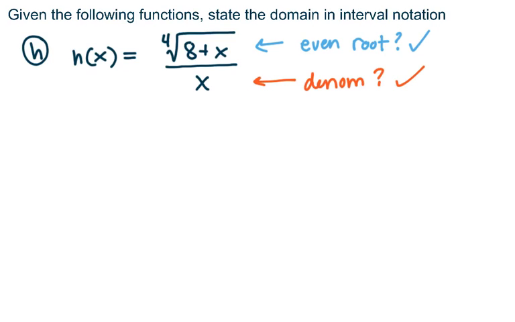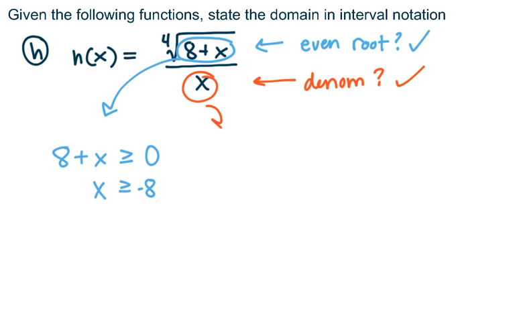So both of these situations that we're going to solve, they have to be true at the same time. So for an even indexed root, that means my radicand, the expression under the radical, 8 plus x has to be greater than or equal to 0. Solving that, I get that x is greater than or equal to negative 8. And my denominator is not allowed to equal 0, so that's just x does not equal 0. At this point, I have two inequalities, and I need to see where they overlap.